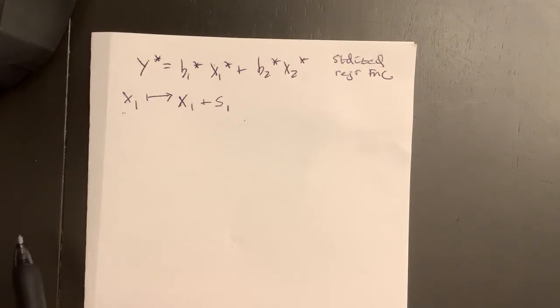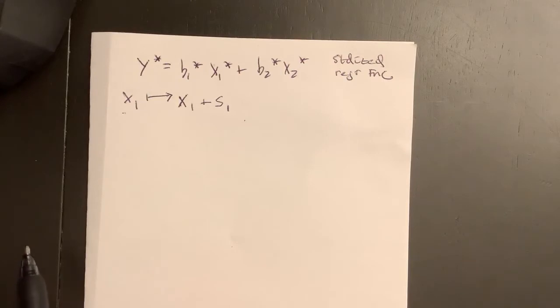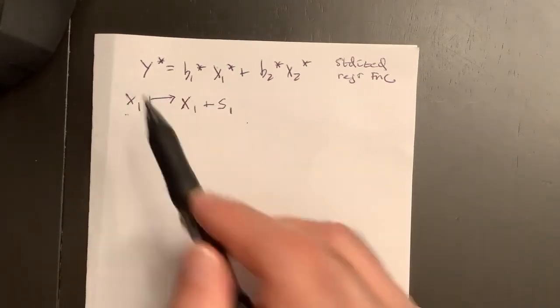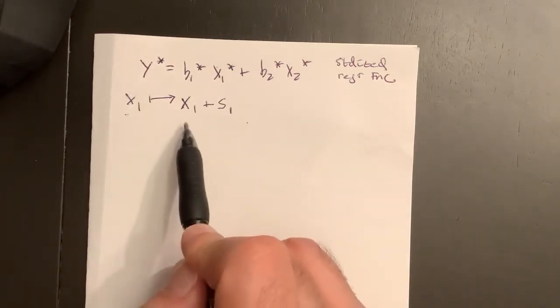Well, let's see what happens to y. So when x1 increases by one standard deviation, what happens to y? How much does y increase by? Anybody? y should increase by b1 star times sy, right? This tells me what happens over here. But the key is that the units are sy now. Okay, so let's see that.